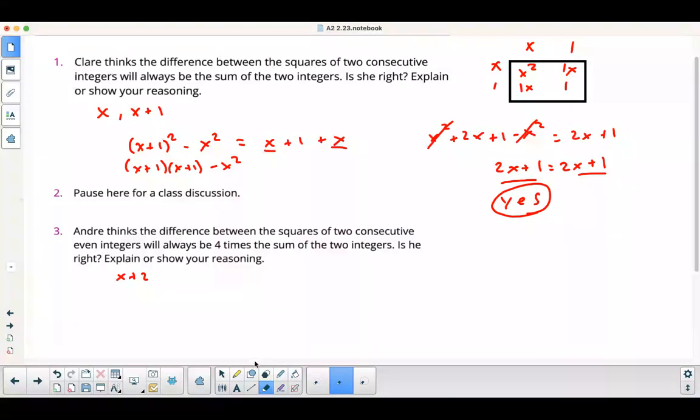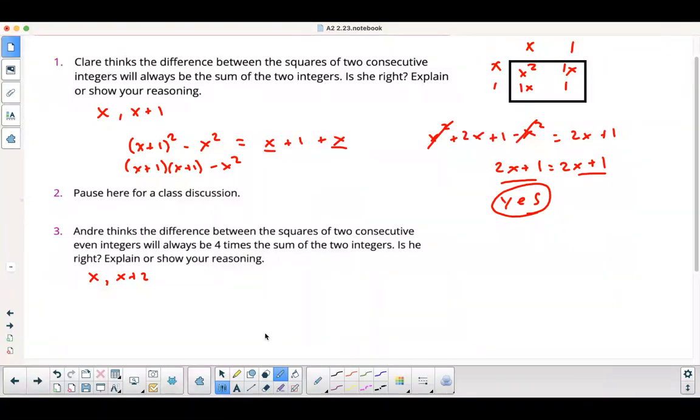Okay? All right, why? Because think about consecutive even or odd integers. The next odd number after 3 would be 5, so it's 2 more. If I had even numbers, the next even number after 4 would be 6. Pick another pair of even consecutives. 12. The next even consecutive would be 14. It's always 2 more. Okay?